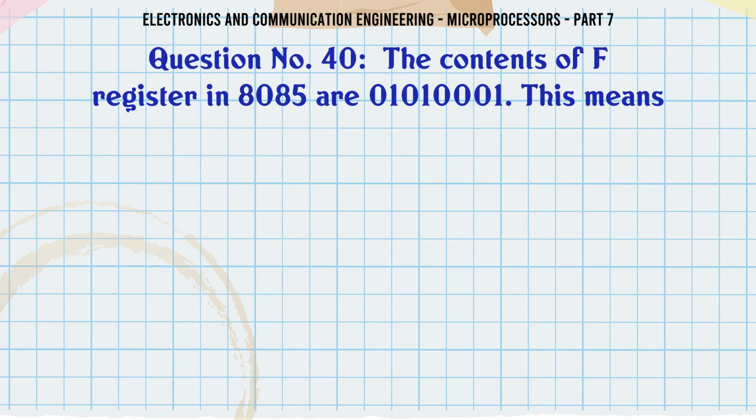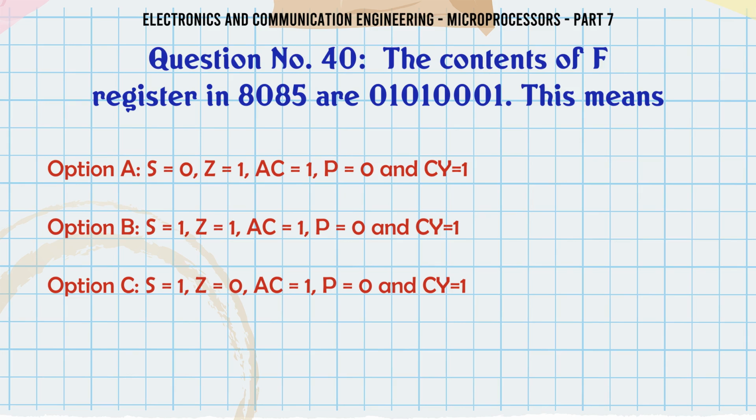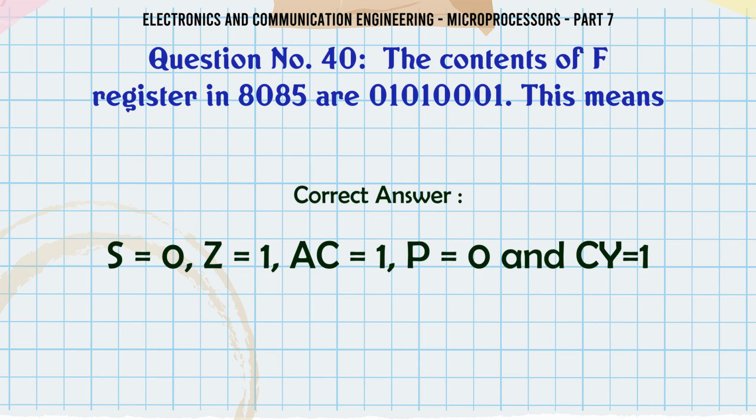The contents of F register in 8085 are 01010001. This means A. S0 Z1 AC1 P0 and CY1, B. S1 Z1 AC1 P0 and CY1, C. S1 Z0 AC1 P0 and CY1, D. S1 Z0 AC0 P0 and CY1. The correct answer is S0 Z1 AC1 P0 and CY1.